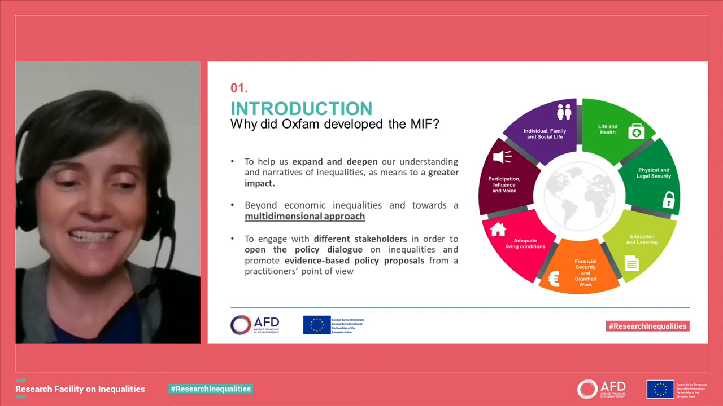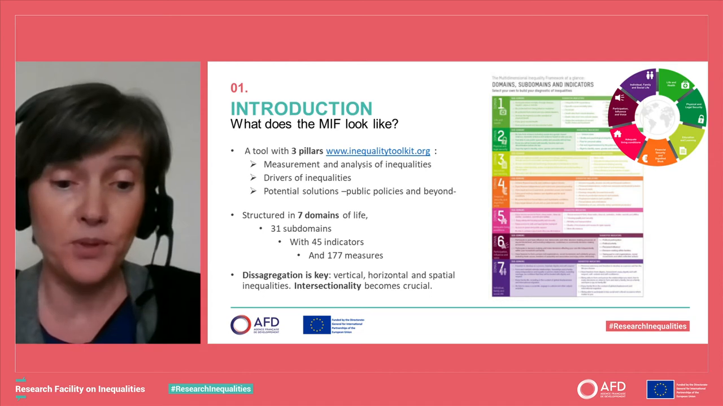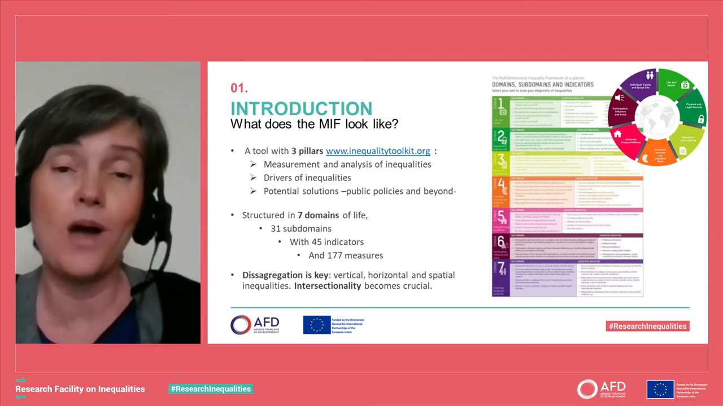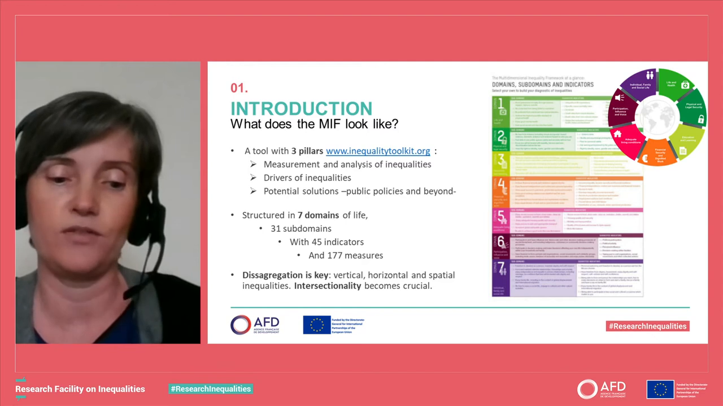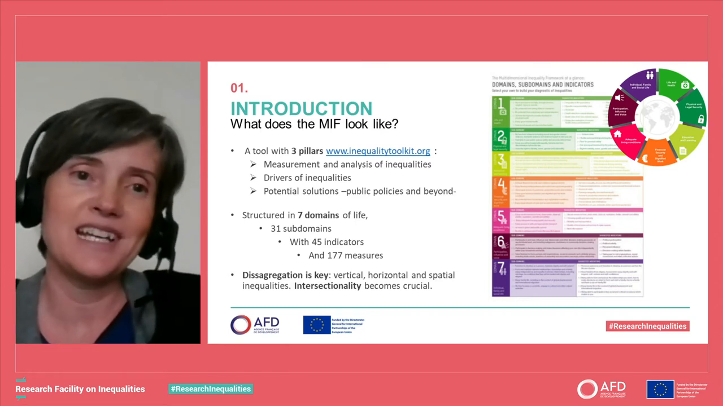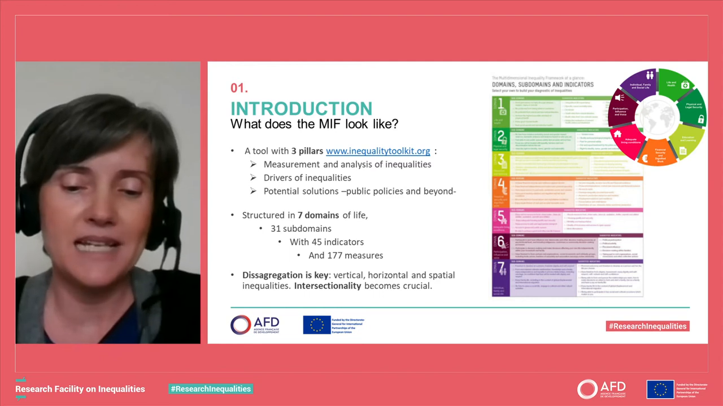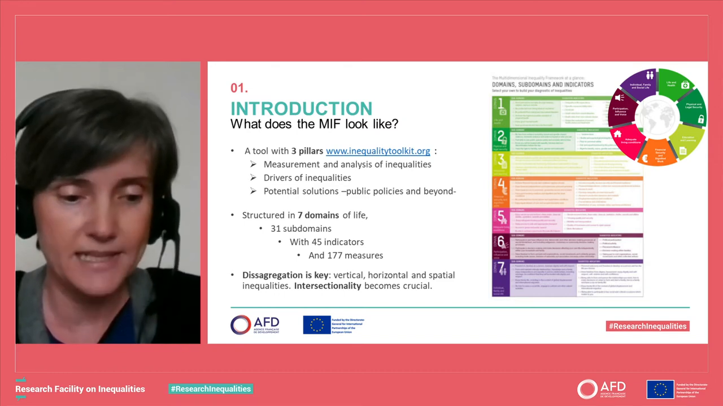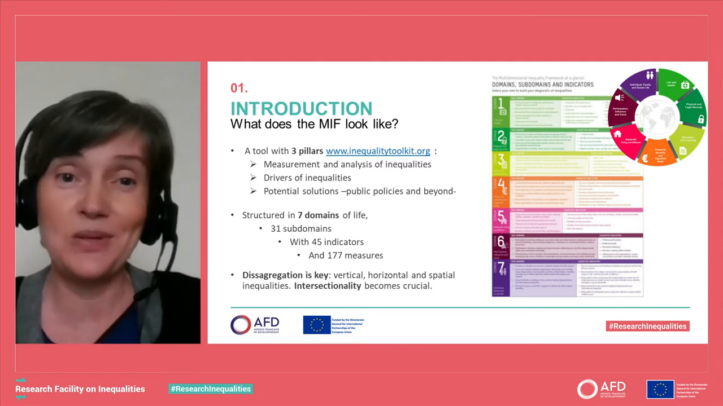So next slide, please. What does this framework look like? Based on the human capabilities approach by Amartya Sen, the MIF, as we call it, has three pillars. One, to measure and analyze inequalities, the expressions or outcomes of inequalities. Second, to examine drivers of inequalities. And a third one, to explore potential solutions, including public policies. The framework, as you can see in the chart, captures inequalities in seven areas or domains that matter for human life, such as health, education, dignified work, or political participation, influence, and voice. Each of these seven domains has a number of suggested indicators and measures, almost 200.